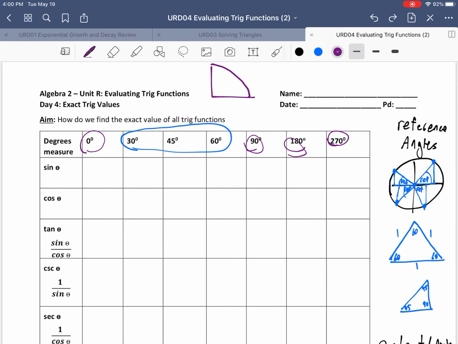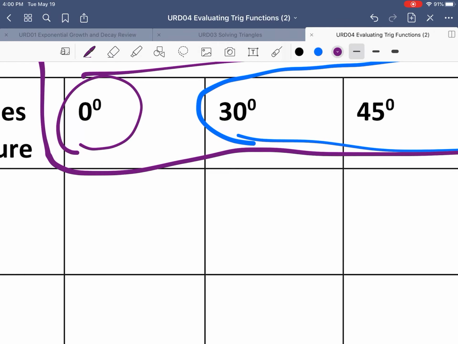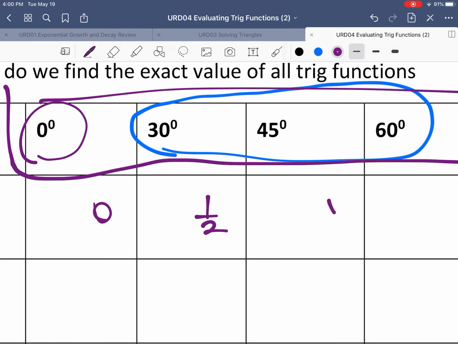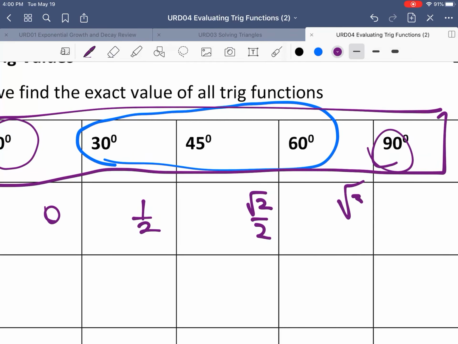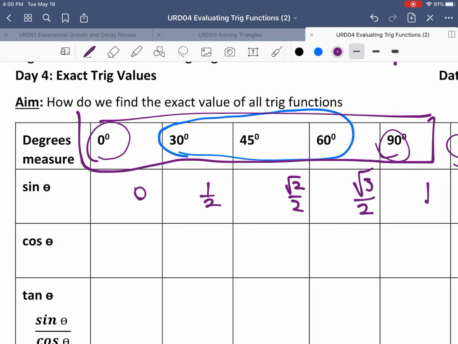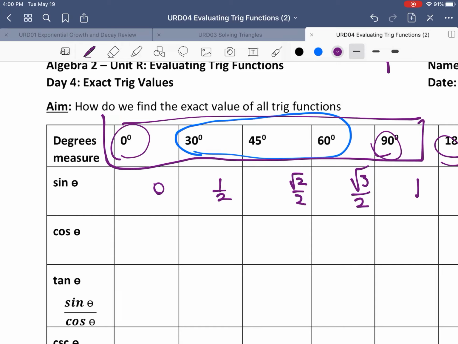So we're just going to figure out what those values are, and then we're going to use them to answer some problems. And then I'll, at the end, prove where these numbers come from so that they're not just kind of random. So first, there is a pattern from 0 to 90, because again, they are in the same quadrant. So 0 is going to be 0, 30 is going to be 1/2, 45 is going to be radical 2 over 2, 60 is going to be radical 3 over 2, and 90 is going to be 1.